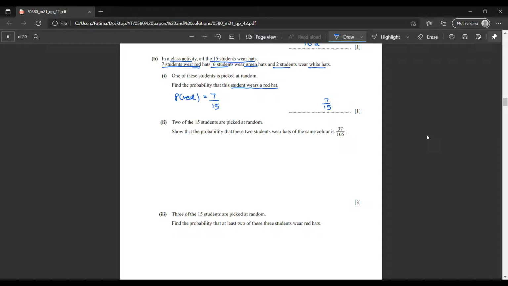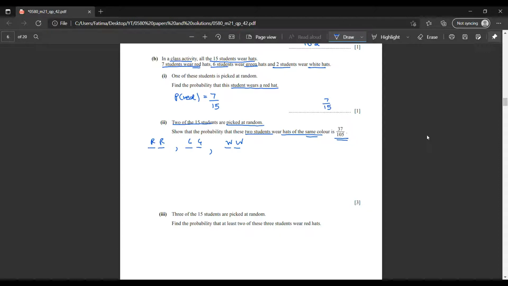Now for part 2, we're told that 2 of the 15 students are picked at random. We have to show that the probability that these 2 students wear hats of the same color is that much. Given the situation, we need to think about what outcomes might satisfy this probability. If I had 2 dashes for every pair that was picked, the cases where the hat colors are the same were red and red, or green and green, or white and white. It can be any of these situations, and we have to combine these probabilities to give us the final answer of 37 by 105.